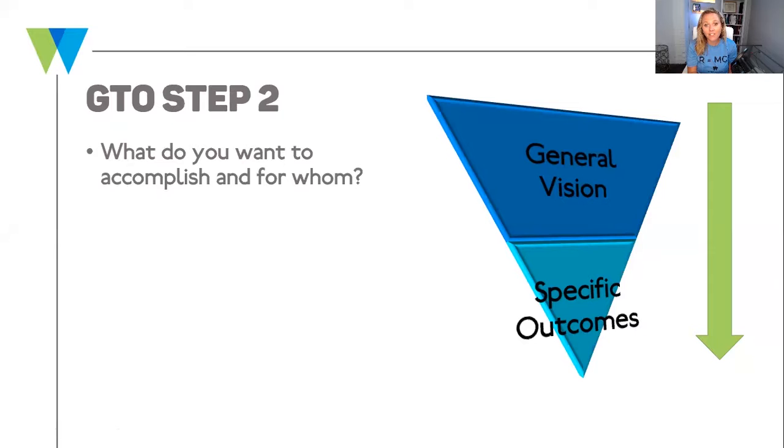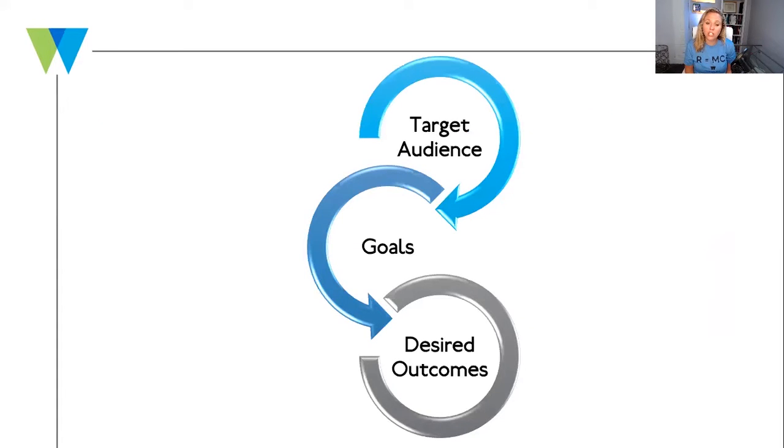And it moves us kind of like a funnel from this general vision all the way down to very specific and measurable outcomes. So GTO Step 2 is that funneling. We now know that there's a problem in our community that we want to solve, and this is how we're going to do it in a very specific and measurable way. There are 3 parts to GTO Step 2. The first part is identifying a target audience. The second part is identifying goals. And the third part is breaking those goals into very specific desired outcomes.